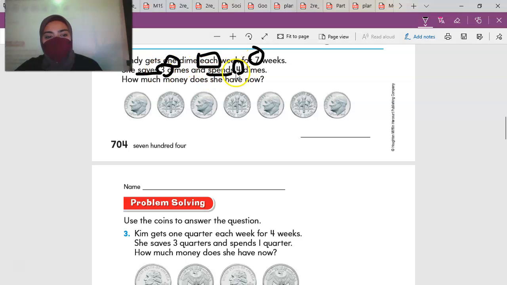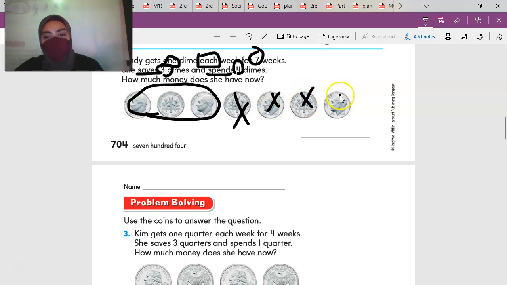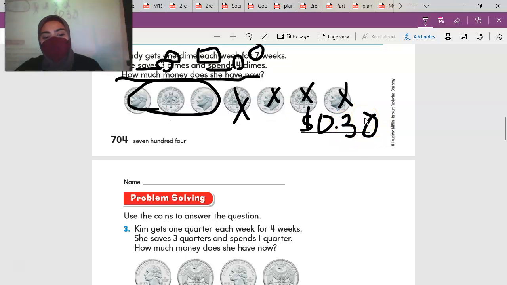So let's circle them out. She saves 3 and she spends 4. 1, 2, 3, 4. This is how you check your work with this. You show me, you circle, and you X. How much money does she have now? How much? 30 cents. Good. She saved 30 cents. Pretty easy schmeezy lemon squeezy, right? Yeah. All right, let's keep going.